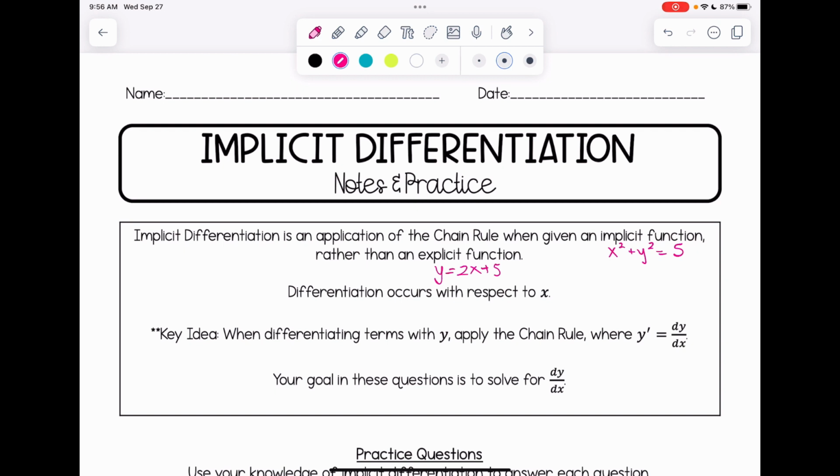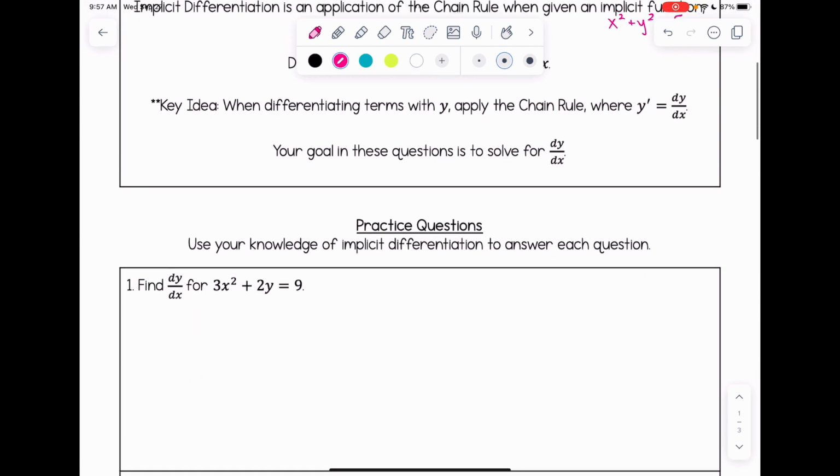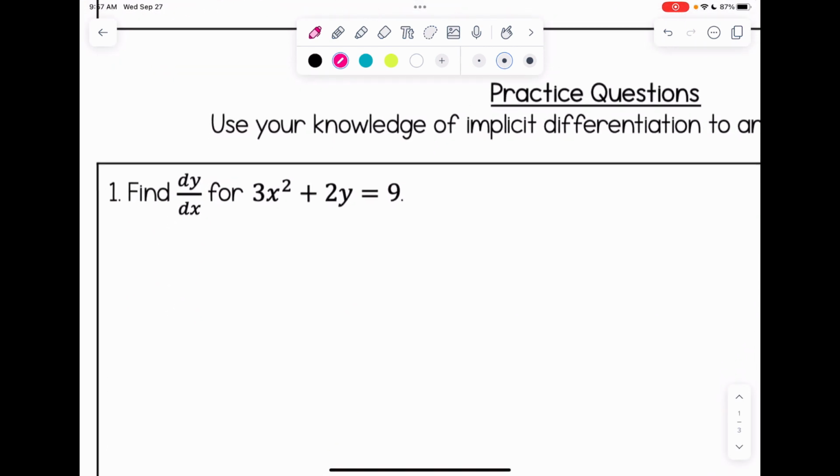When we're doing these problems, we are still going to differentiate with respect to x. So the key idea here is when you are differentiating terms with y, that means when you're taking the derivative of any term that has a y, you're going to apply the chain rule, where y prime is basically dy/dx. Your goal in these questions is to solve for dy/dx. Okay, so we're going to take a look at some examples of various levels of difficulty here. All right, let's take a look at number 1.